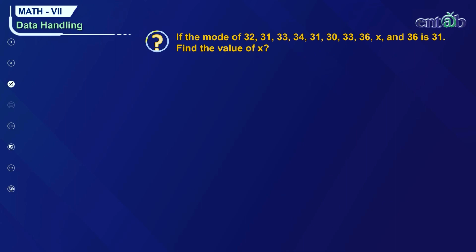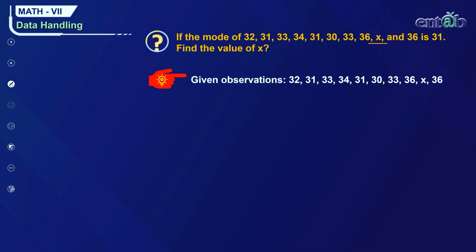Now this question is based on mode. If the mode of the given observations is 31, find the value of x, because one of the observations is not given, that is mentioned as x. So what all is given to us? We will have these observations.